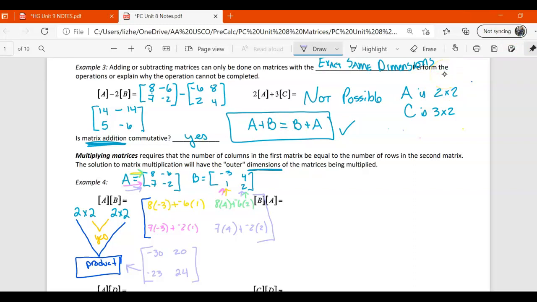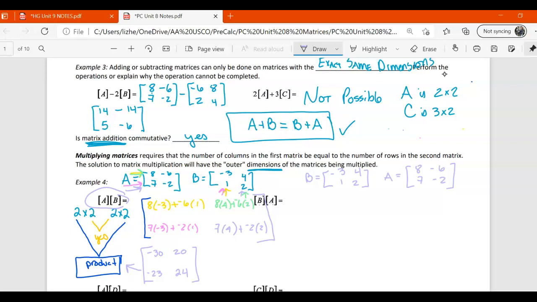All right, so we have B times A. So notice this was A times B. That's the order there. Here we're switching the order. And so I'm going to write them in that order. So I'm doing B first times A. 8, negative 6, 7, negative 2. All right, so I already know this is a 2 by 2, this is a 2 by 2. When I multiply them, I will get another 2 by 2.